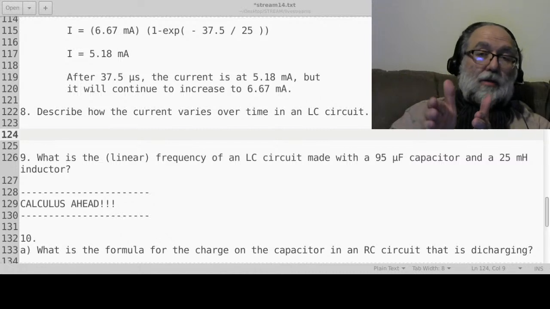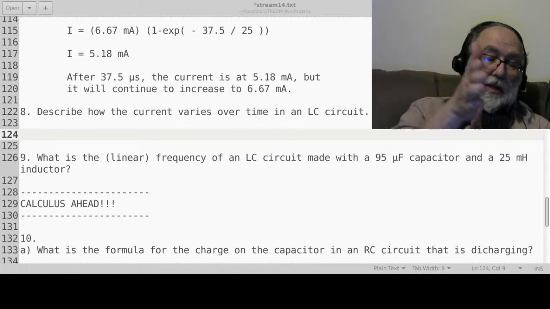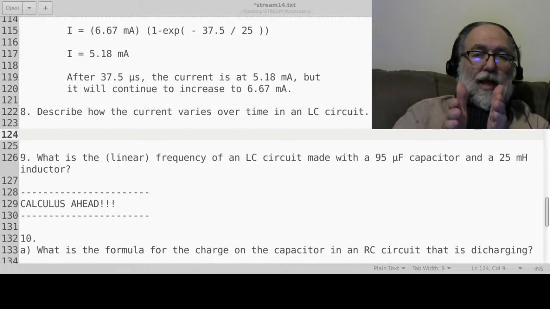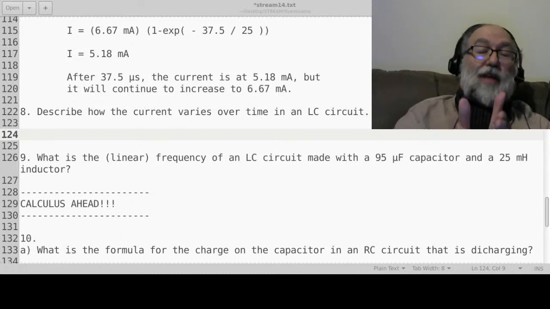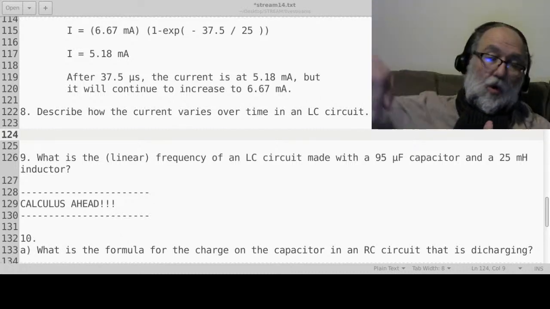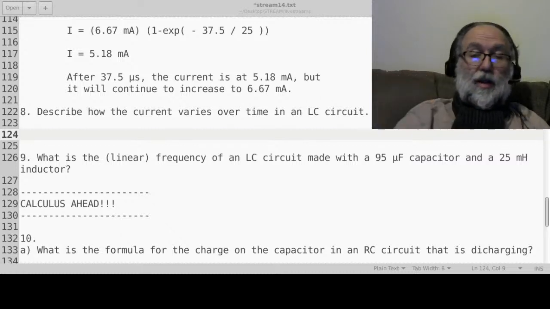So one plate, the plate that was positive, now pushes all of its charge, and the other plate not only goes neutral, let's start with the plate that's negative. Not only does it go neutral, but the inductor keeps pushing and now it becomes positive, and the plate that was positive now becomes negative. And then the whole process occurs again, but in the other direction.